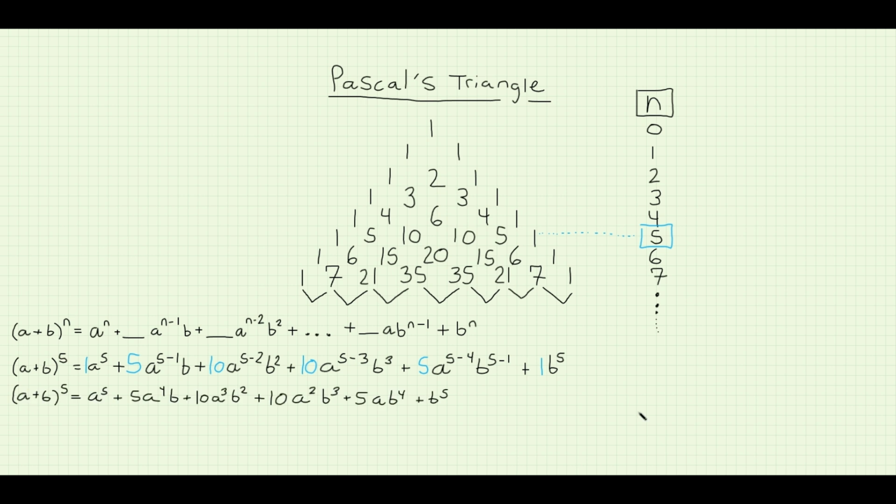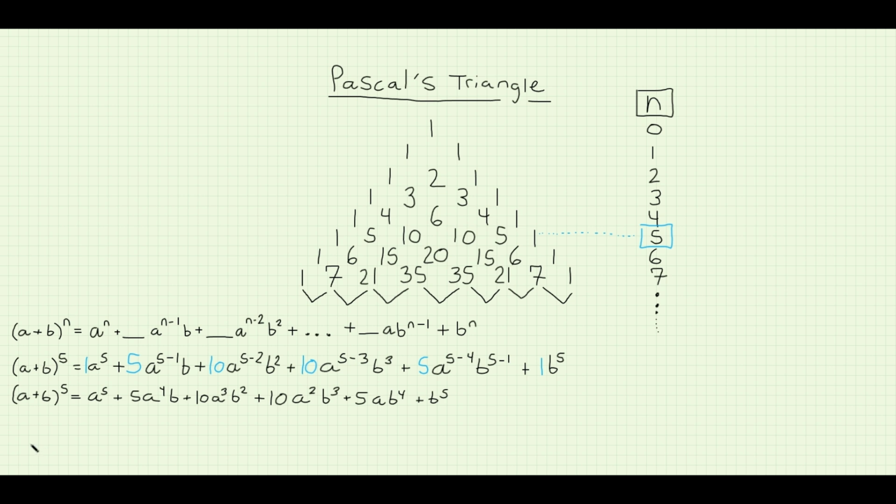A plus b quantity raised to the fifth power equals a raised to the fifth power plus 5 times a raised to the fourth power times b plus 10 times a raised to the third power times b raised to the second power plus 10 times a raised to the second power times b raised to the third power plus 5 times a times b raised to the fourth power plus b raised to the fifth power.